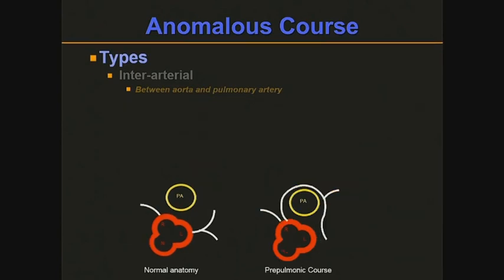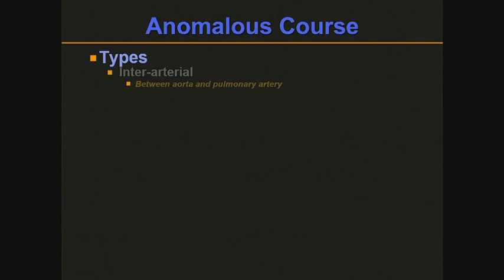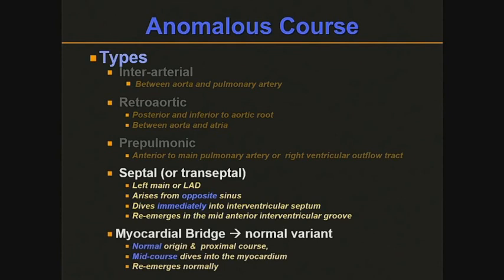A prepulmonic course goes anterior to the pulmonary artery, so it's basically between the pulmonary artery or right ventricle outflow tract and the sternum, kind of like a course a bypass graft would take. The last one is the septal variant. Usually it's the left main or LAD that has a septal variant, coming off the opposite sinus. It looks like an interarterial course, except that it dives immediately into the interventricular septum and reemerges later in the mid-anterior interventricular groove.